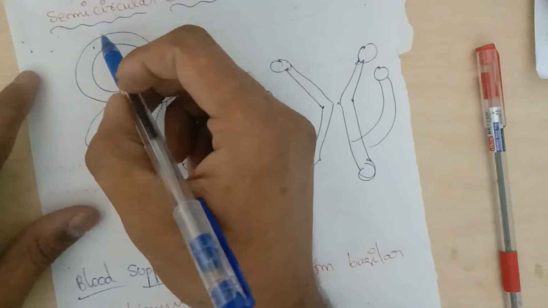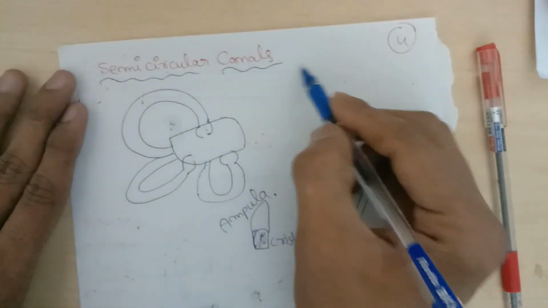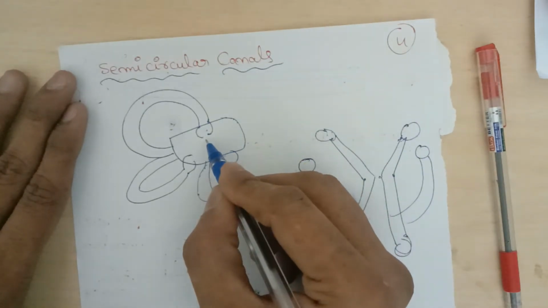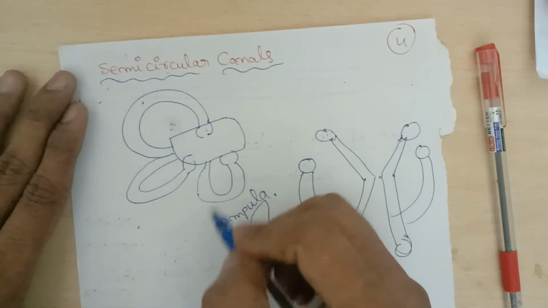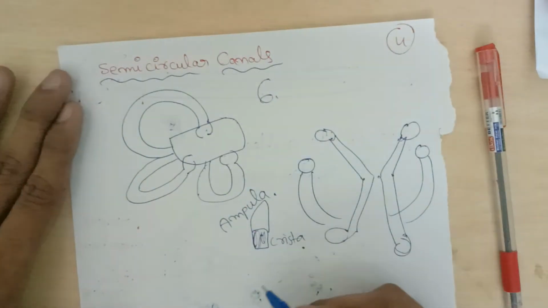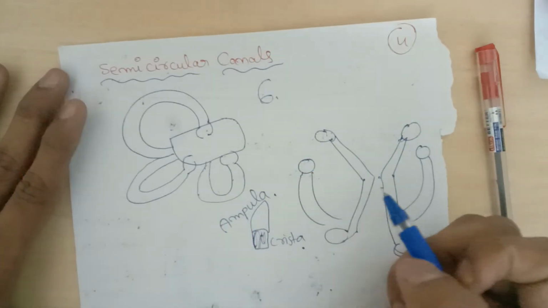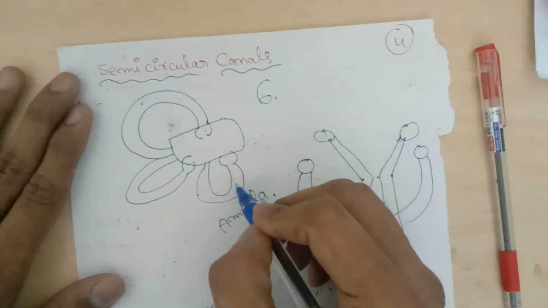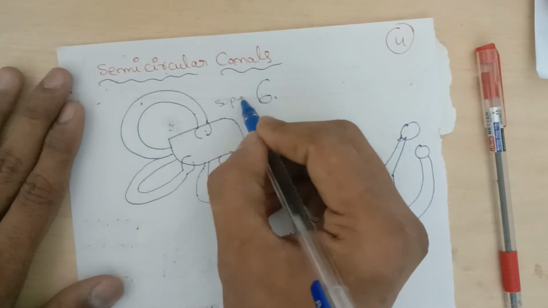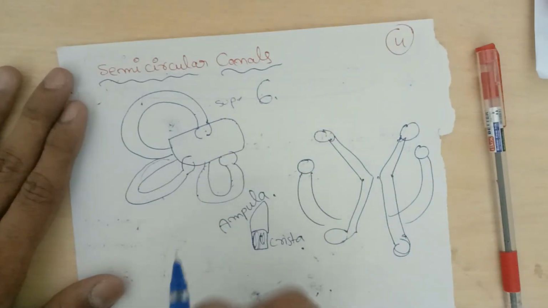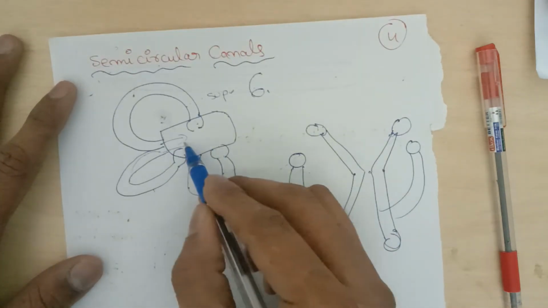Now I will discuss the semicircular canals. There are 3 in one ear and another 3 in the other ear, total 6 in number. One is the horizontal or lateral semicircular canal, one is anterior or superior, another is posterior. This is the arrangement of the semicircular canals. They eventually open into the vestibule.